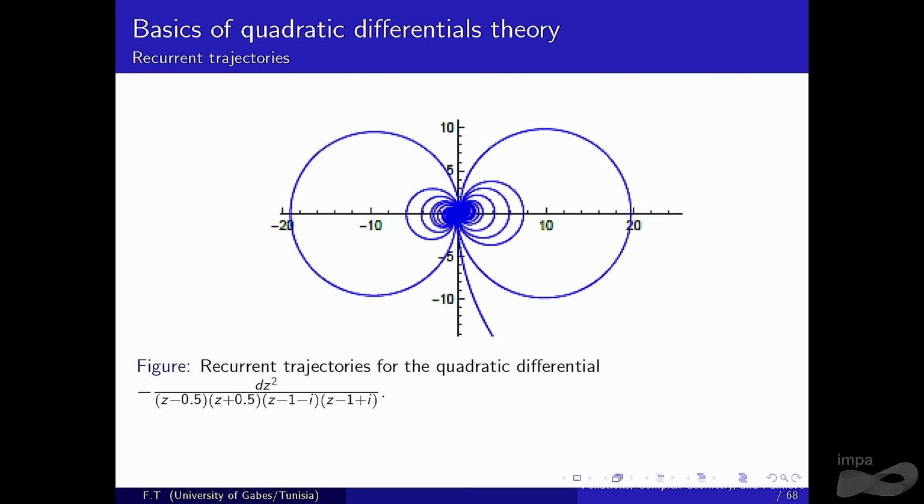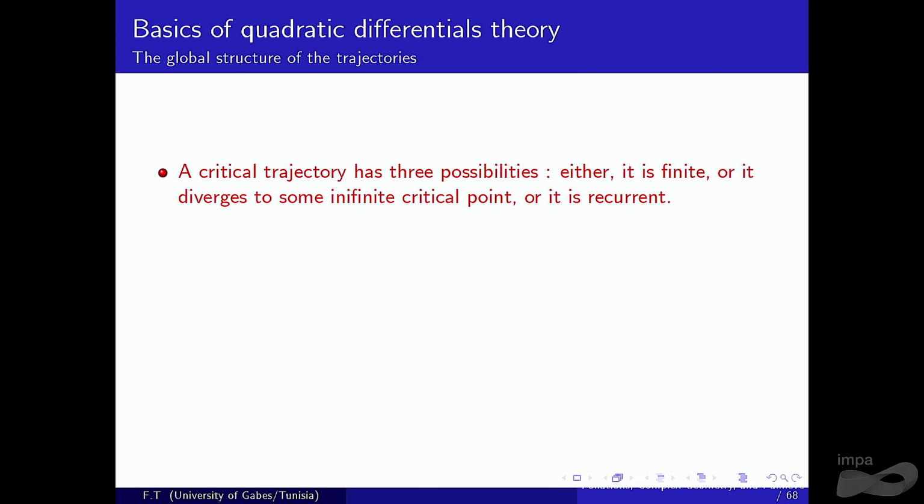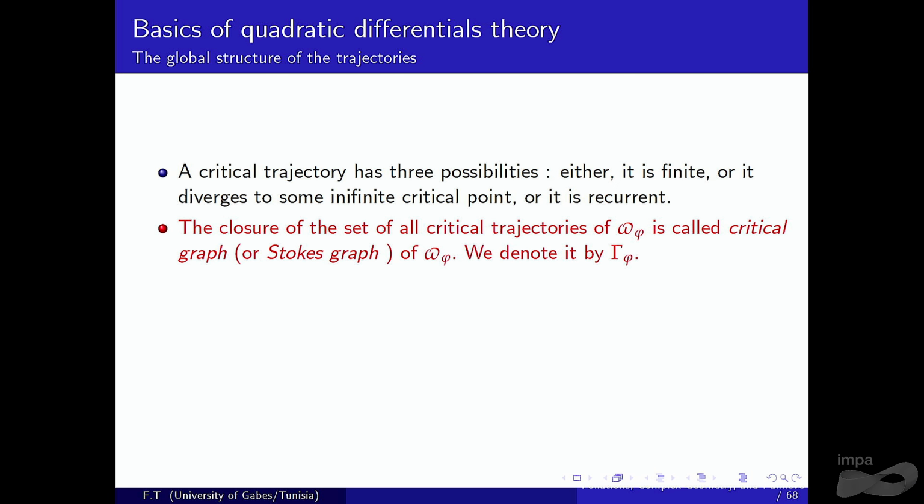A recurrent trajectory should be dense in some subdomain of the sphere. This is an example of recurrent trajectory. Now, what about the global behavior of the trajectory? In fact, these are the possibilities of a critical trajectory.